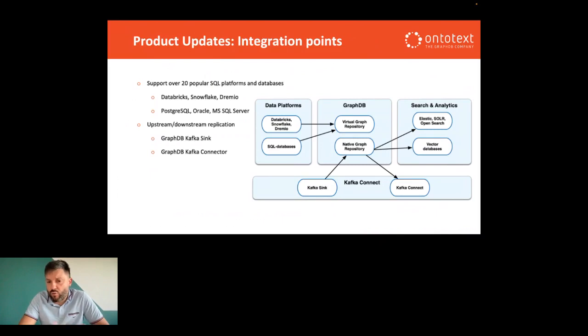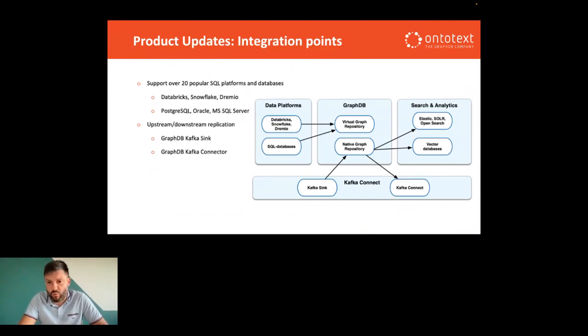On the other hand, GraphDB also supports downstream replication with Kafka Connect, where for every change, even if there is inferred data, you can subscribe to all the changes downstream and consume them from other types of applications and synchronize their state.